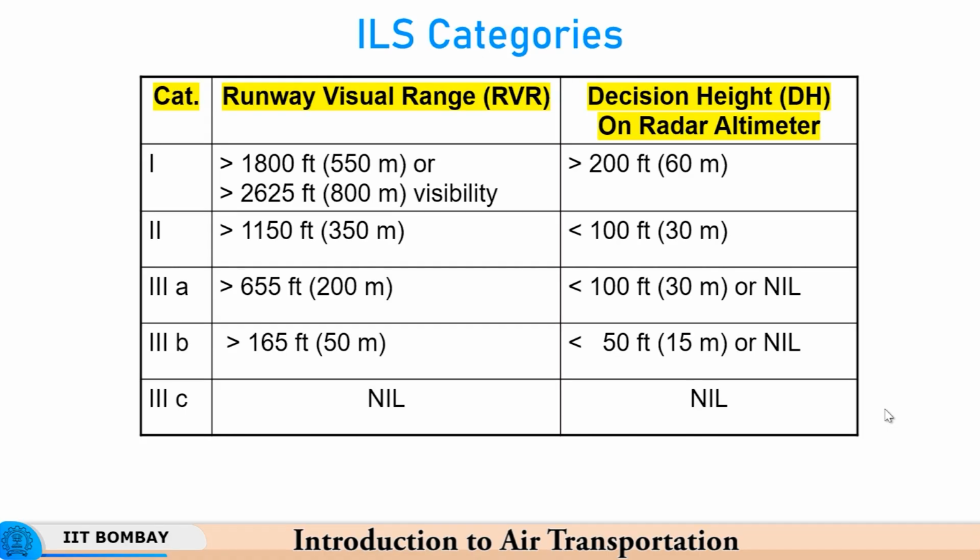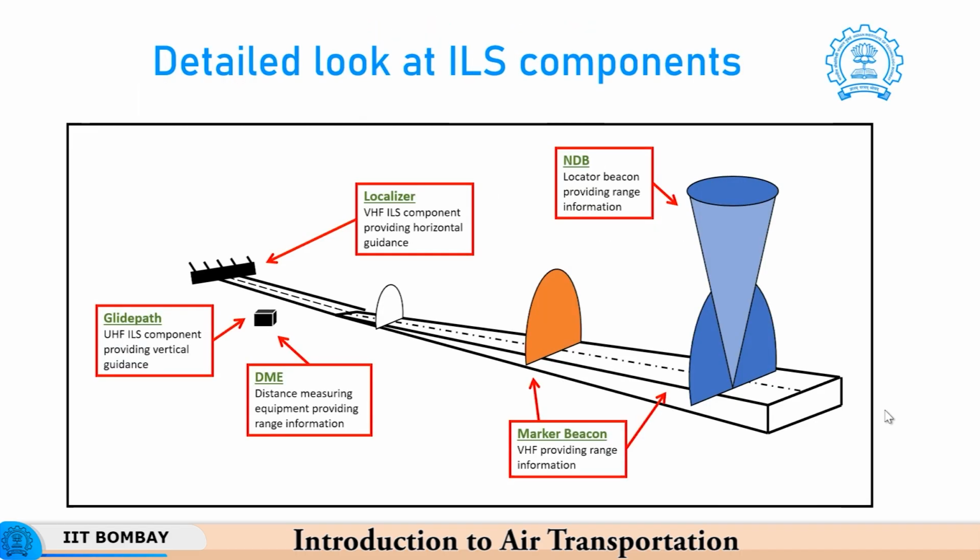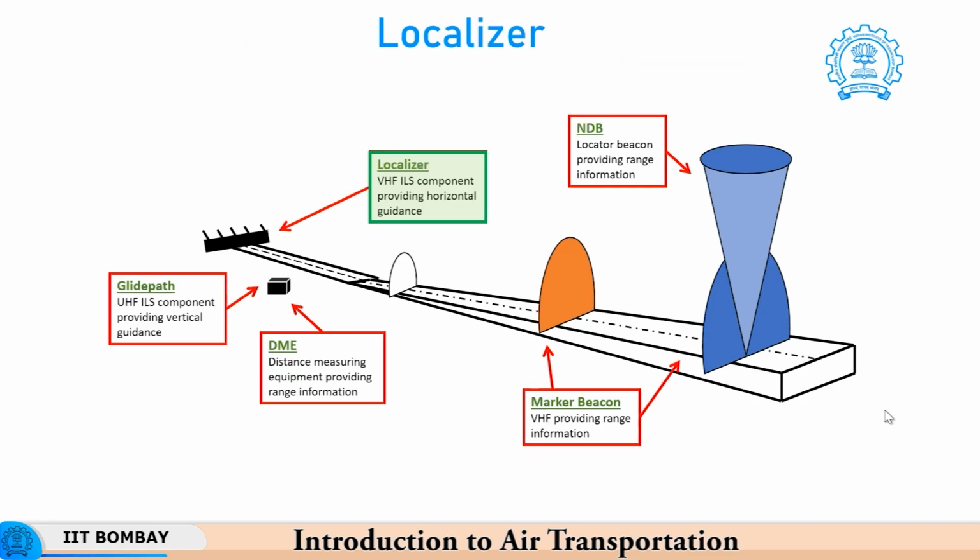So, here is the table of all the ILS categories at one shot. As I mentioned, as you go down this table, you will see that the RVR values are reducing and the decision height is also reducing. So, now let us have a detailed look at the ILS components one by one.